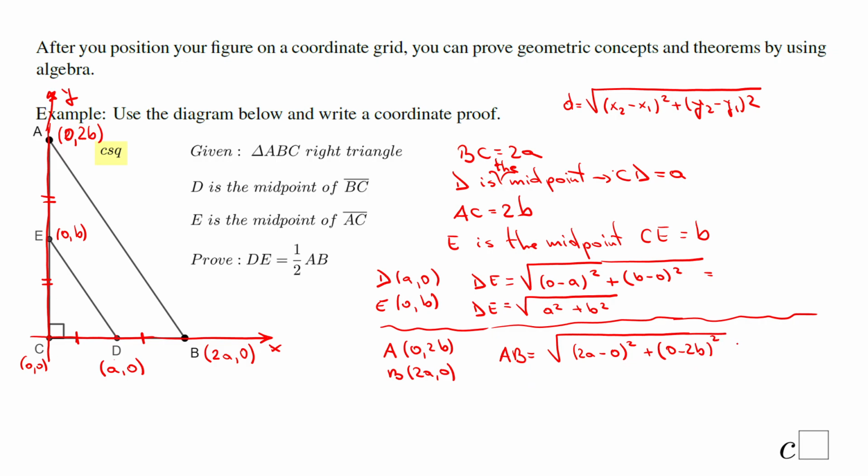And what do we get here? We get the square root of 2A squared, which is 4A squared, plus 0 minus 2B, which is negative 2B, and negative 2B squared is going to be 4B squared. Now what can we do there? We can factor out the 4 inside of the square root, and we can break the square root of a product into a product of square roots.